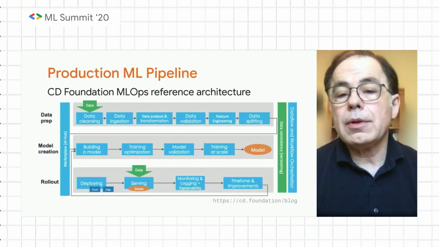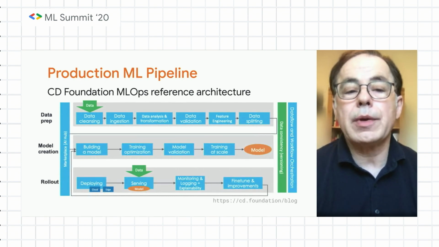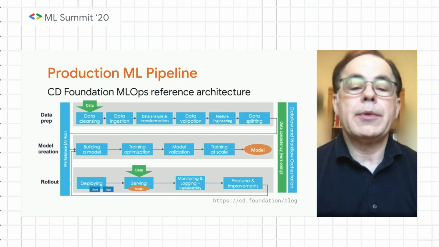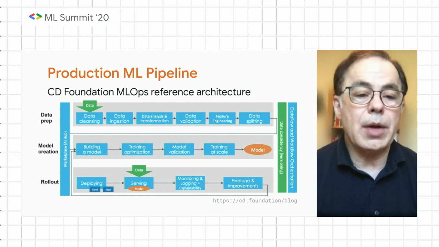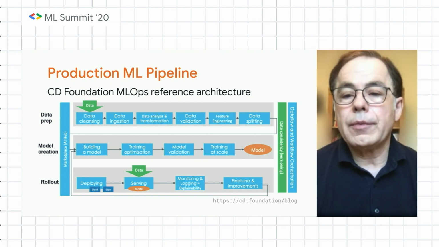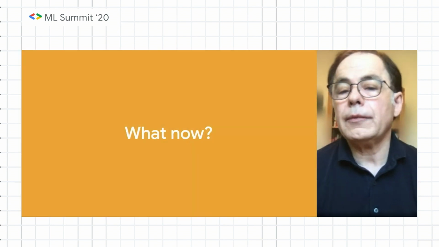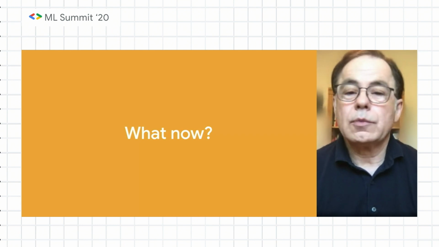And other people, many people have put out different architectures. This is one from the CD Foundation, but they all are roughly the same. You're talking about an ML pipeline that you're going to use to train your model in a very repeatable way and well-controlled process. Okay, so now we've got all these challenges. What do we do?